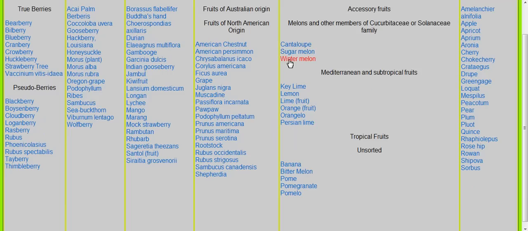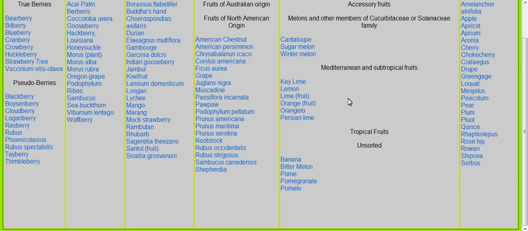I don't know where these are from, but that's what those are. There's three of them: cantaloupe, sugar melon, winter melon, then Mediterranean subtropical fruits: key lime, lemon, lime, orange fruit, orange yellow, Persian lime. And then you have tropical fruits. And then you have unsorted fruits, like sorted fruits where they're like, what? I don't know what they are.